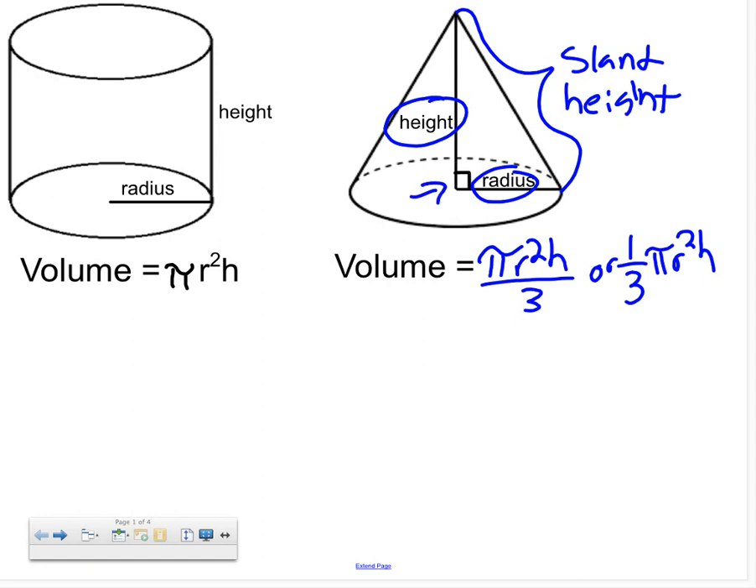You have to look for that if you're confused. But again, the whole idea here is that the slant height is not used for volume at all. It is simply the true height, tip to circle, and the radius. That is what you use for the volume formula. So let's take a look at how it's applied in a few examples here.